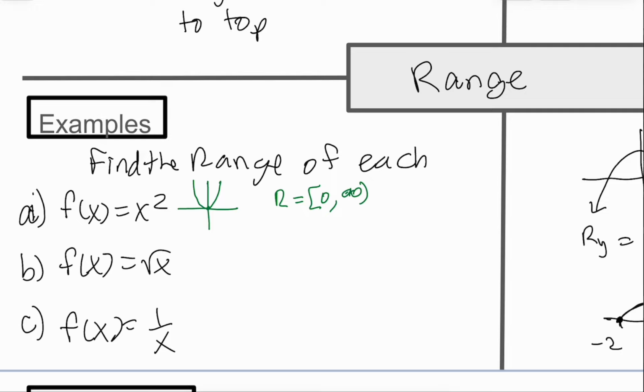Same thing with this one. You either have to know what the graph looks like or you have to put it into Desmos. It looks like this. So the range is exactly the range we saw in part A. I have 0, it is an included point. I go as high as I want.